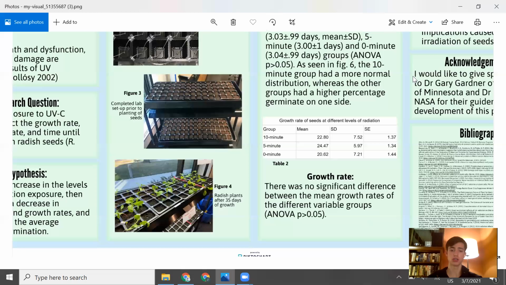Growth rate. There was no significant difference found between the mean growth rates of the different variable groups, ANOVA, where P was greater than 0.05. In addition, for the growth rate, growths were taken after germination so that they were standardized and there was not a difference in growth rates for how long it took the seed until it germinated.